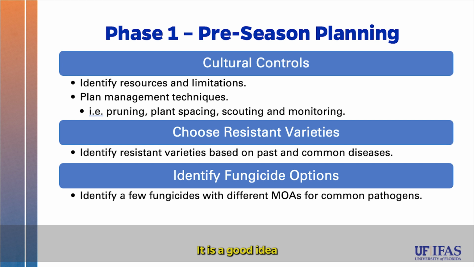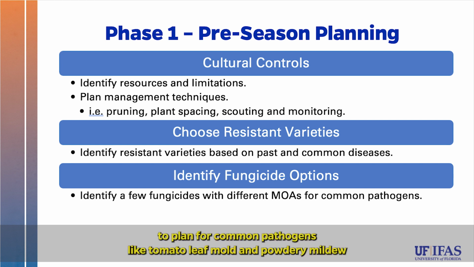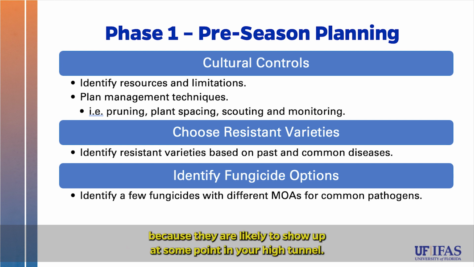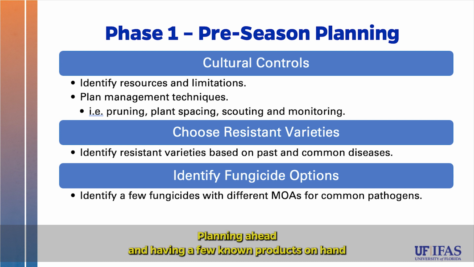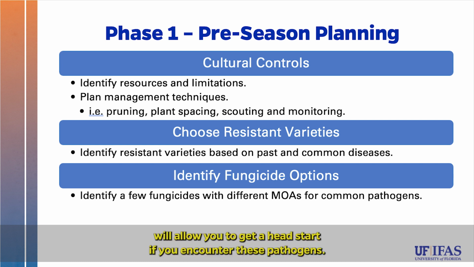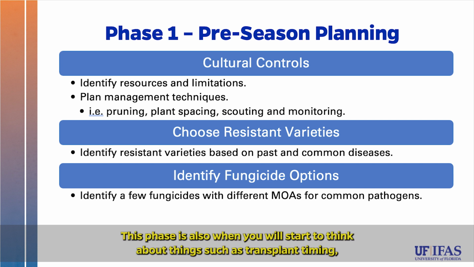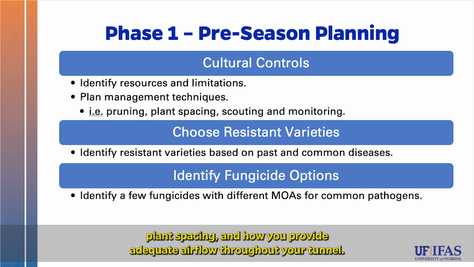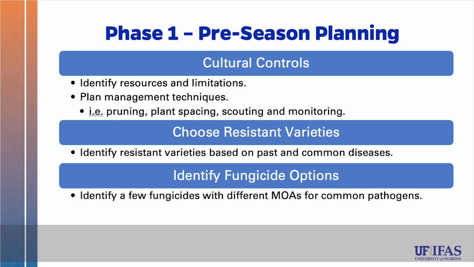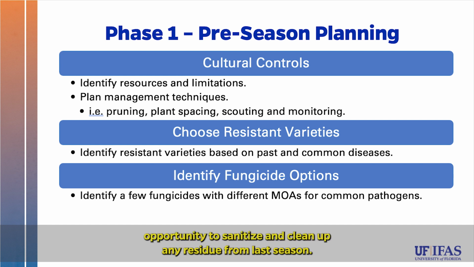It is a good idea to plan for common pathogens like tomato leaf mold and powdery mildew because they are likely to show up at some point in your high tunnel. Planning ahead and having a few known products on hand will allow you to get a head start if you encounter these pathogens. This phase is also when you'll start to think about things such as transplant timing, plant spacing, and how you provide adequate airflow throughout your tunnel. Lastly, this is your final opportunity to sanitize and clean up any residue from last season. Your season's success will be determined predominantly by this phase.